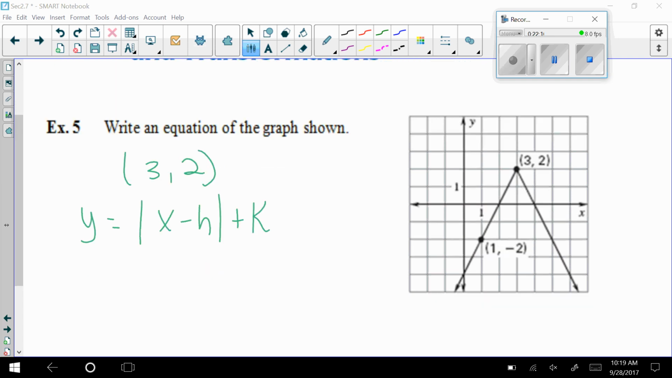So going beyond this first equation that we have, where y equals the absolute value of x minus h plus k, this is just a general equation for a horizontal and vertical shift. But we have this new general formula, y equals a times the function of x minus h plus k.